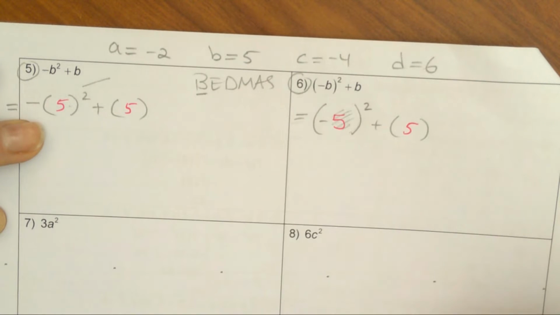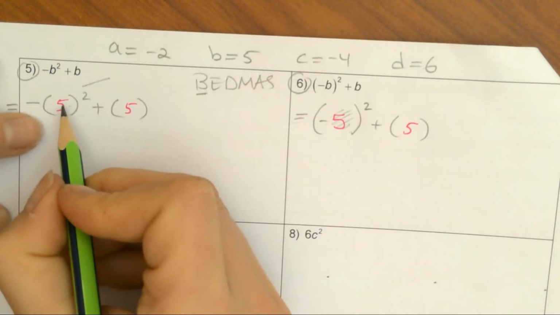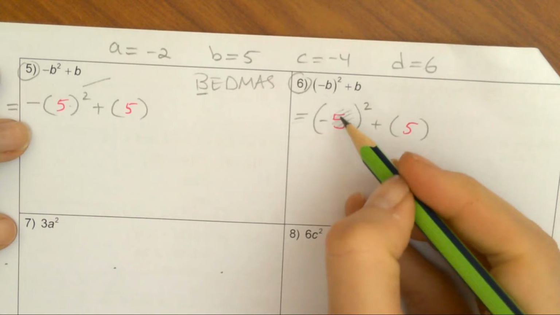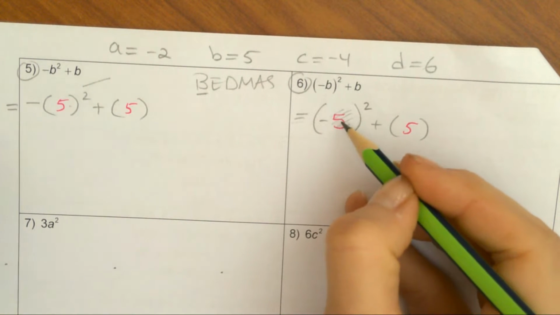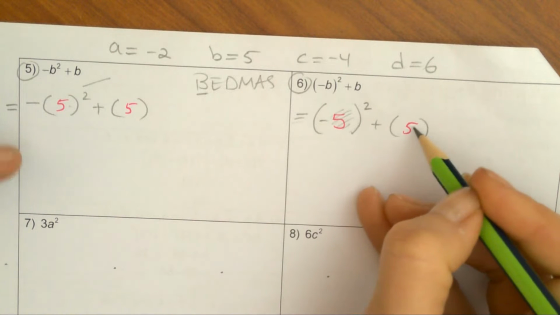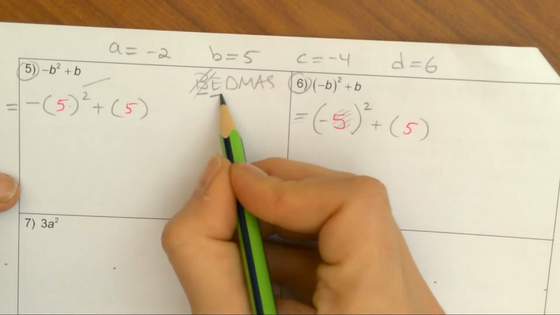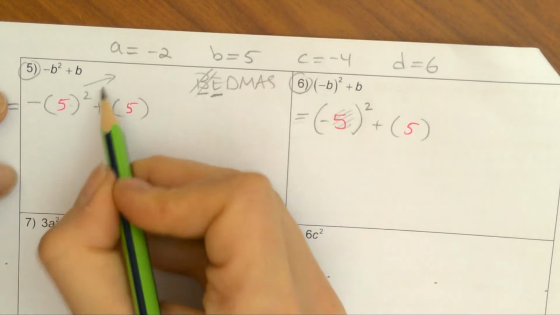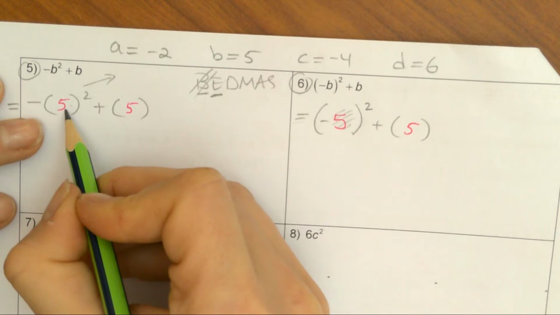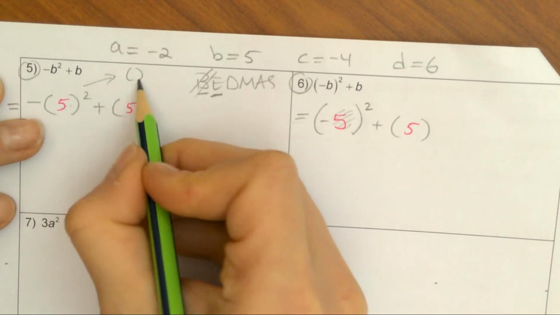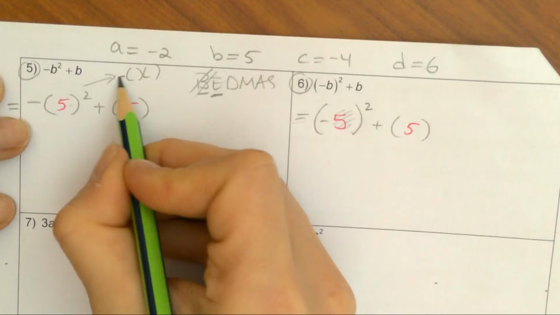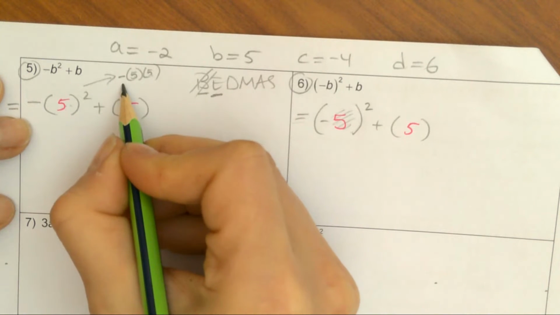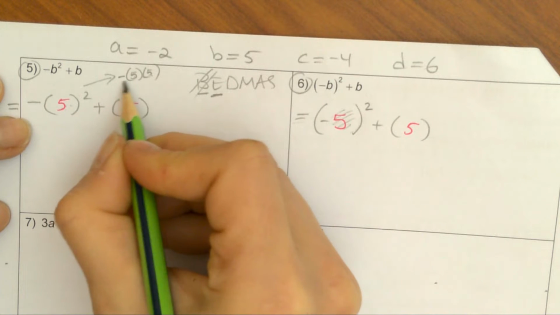Do I have brackets inside the brackets? This bracket only has 5 inside, and this has 5 inside, so I can't do anything. This has a -5 inside the bracket. It's all by itself. I can't do anything. This one's by itself, so I can't do brackets. It says exponents next. So now I have to do the exponents. This exponent is only on the bracket, so please write the bracket twice, and then put the negative in the front. So that's really 5 times 5 with a negative in the front, so that's -25.